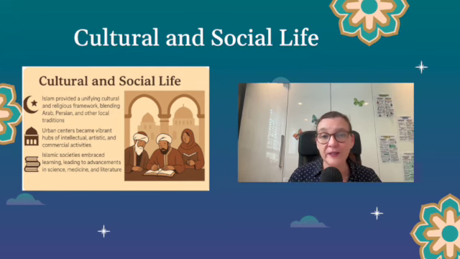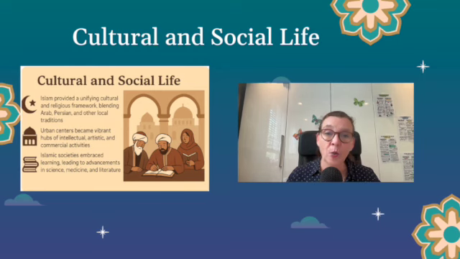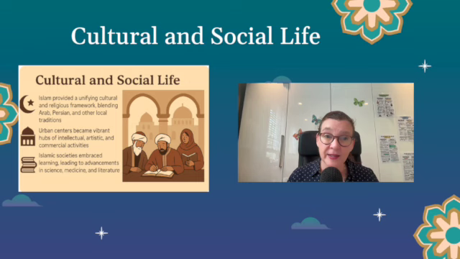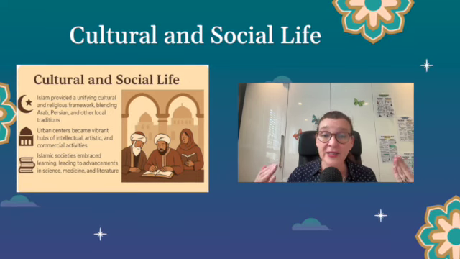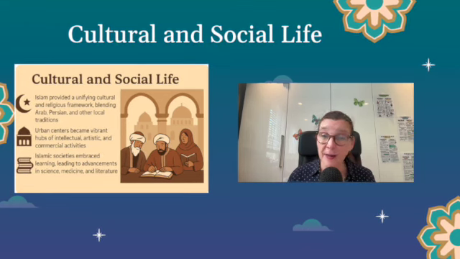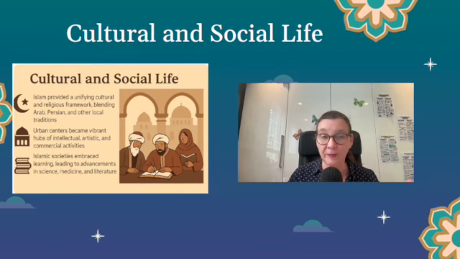This helped unify diverse peoples, blending Arab, Persian, Turkish, and other local traditions. Whether you were in Cairo, Baghdad, or Cordoba, Islamic values and the Arabic language created a sense of connection. Cities were the heart of Islamic society. Places like Baghdad, Damascus, and Cordoba became major urban centers full of markets, libraries, mosques, schools, and palaces.